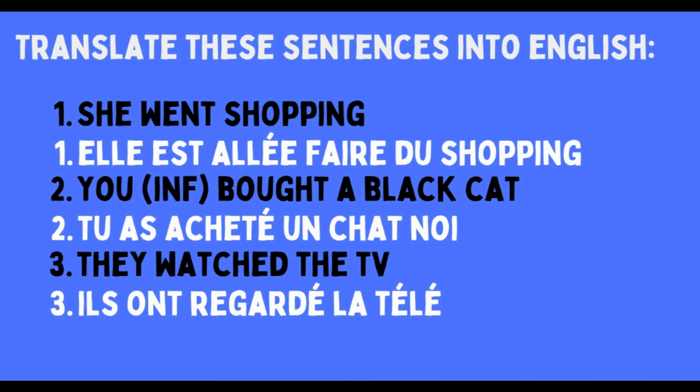The second one, you bought a black cat. Tu as acheté une chatte noire. So in this case, the auxiliary is avoir, and we've conjugated it for tu, so tu as, and acheté is just the past participle of acheter. And finally, number three, they watched the TV. Ils ont regardé la télé. So ils ont regardé, so you can see avoir has been conjugated again in this case for ils, ont, and then the regardé is just the past participle of regarder.